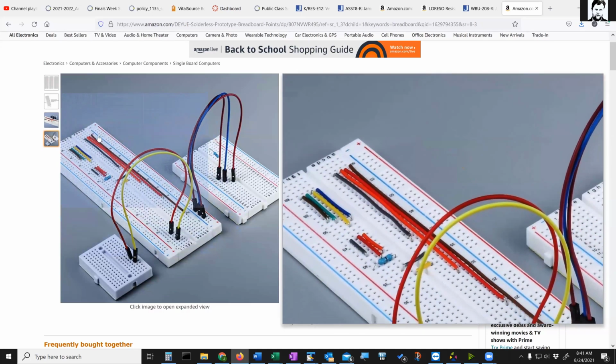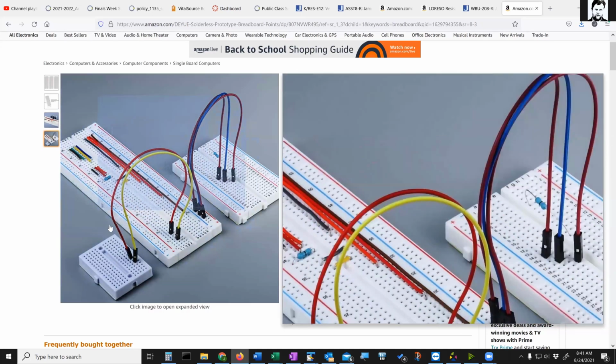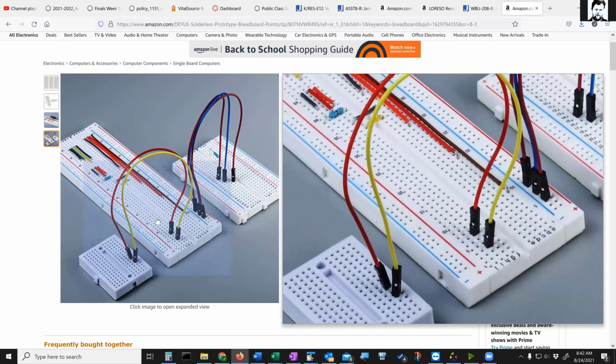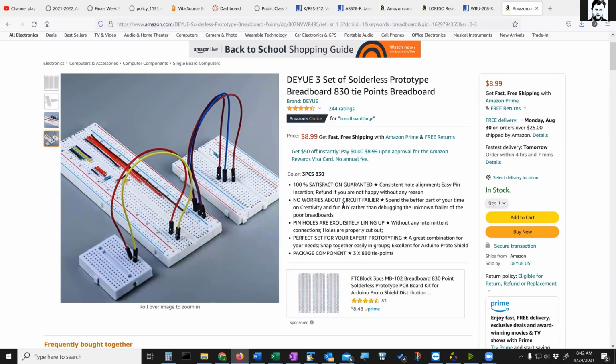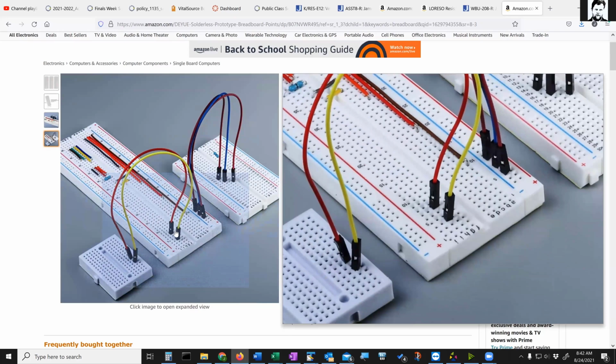So that's 2 different types of leads. The preformed, and then I don't know the special name for the other ones, but they have these plastic shroud connectors on the bottom.